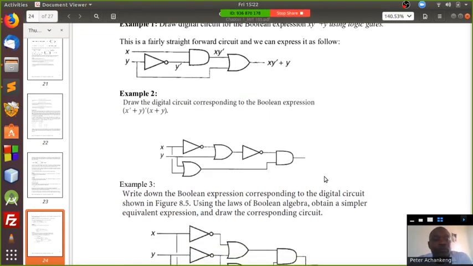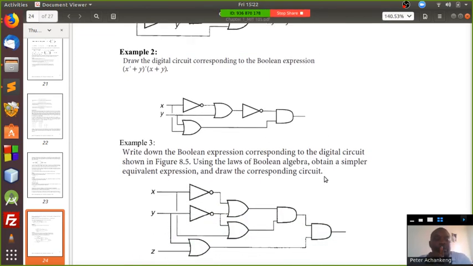Yes, okay, that's the second example. So we're trying to draw for x prime plus y, all primed and multiplied by x plus y. So try to follow that on your screen to be sure that it is correct, to see if it's correct.